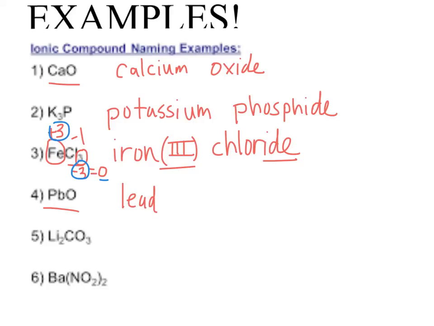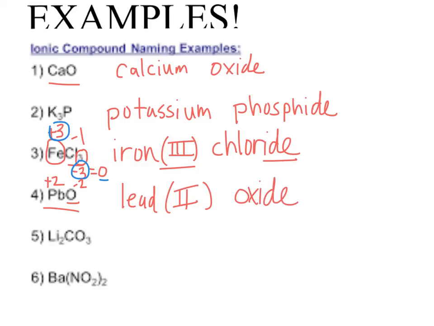Lead also needs a Roman numeral. Remember, lead can have a +2 charge or a +4 charge, so you have to work backwards. Oxygen: look on your periodic table to find out what the charge is for oxygen, and then you should know that it's -2. Therefore, lead has to be +2, so that when you add those two up together, it equals 0. So this one's going to be lead 2 oxide.